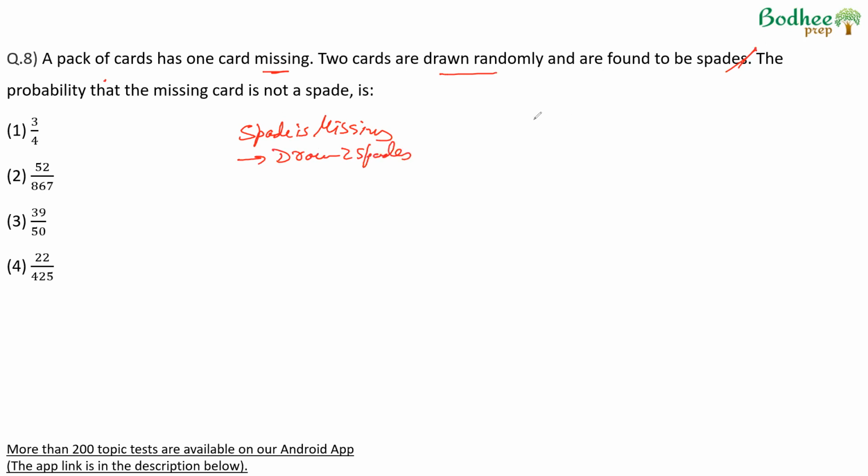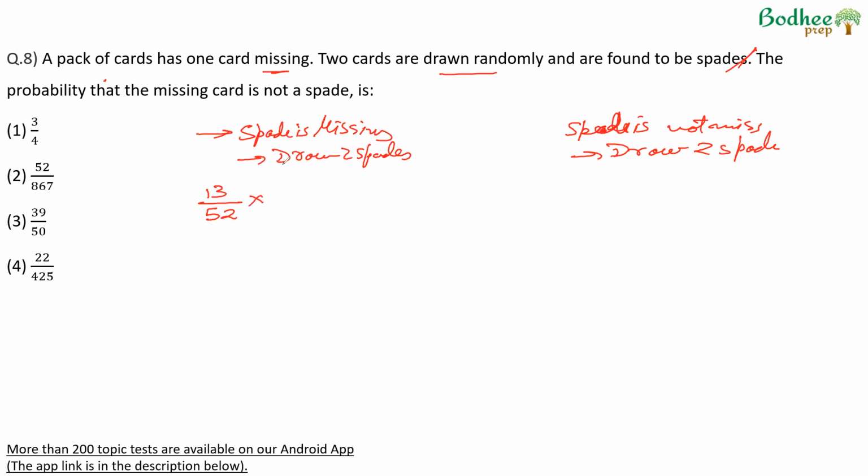We could draw a spade in this manner, or spade is not missing, and we draw 2 spades. Either this or that. This is the total number of ways in which we can draw out 2 spades. Now, in how many ways can a spade be missing? Spade, there are 13 cards out of a total of 52. So the missing card could be chosen 13 into 52 ways.